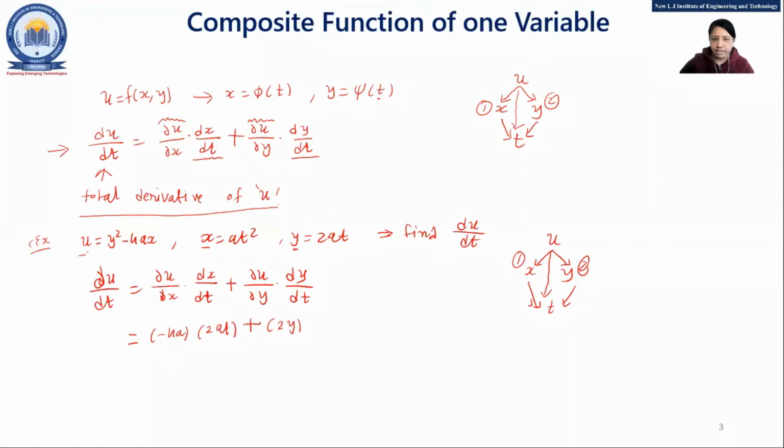Now dy by dt. So I need to consider y with respect to t. So what is supposed to be there? 2a. Fine, 2a. Now just simplify it. So that is minus 8a square t plus 4a into y, and what is the value of y? That is 2at. So this is minus 8a square t plus 8a square t. So that is what? 0.